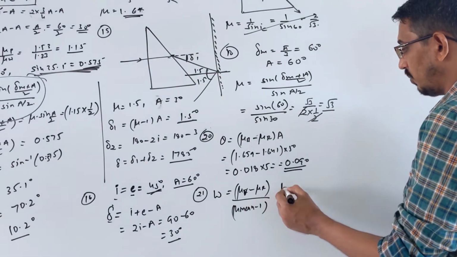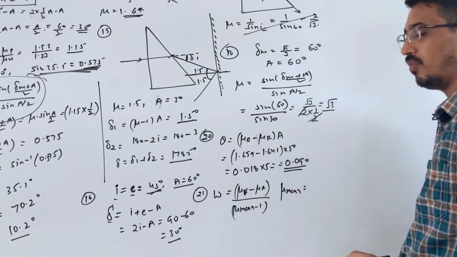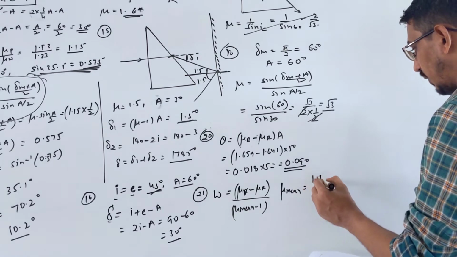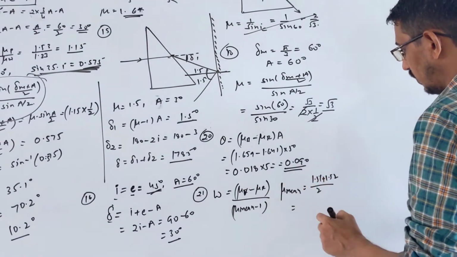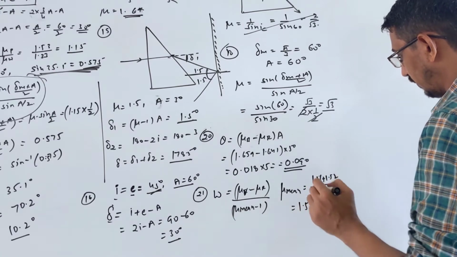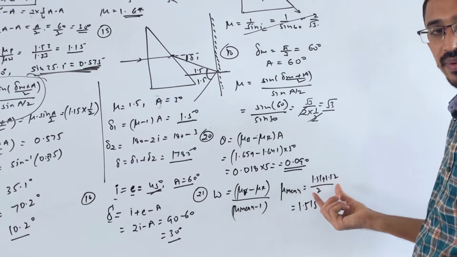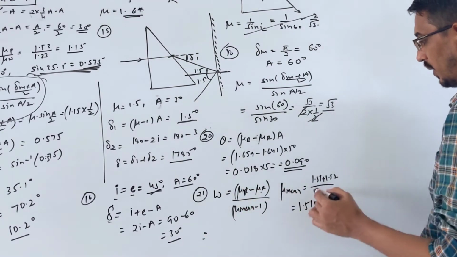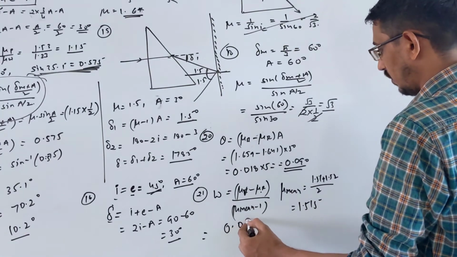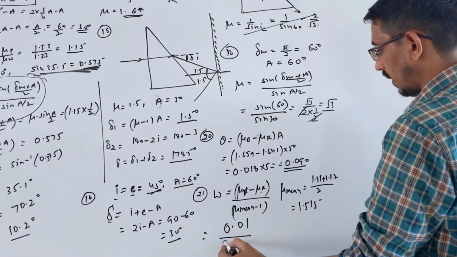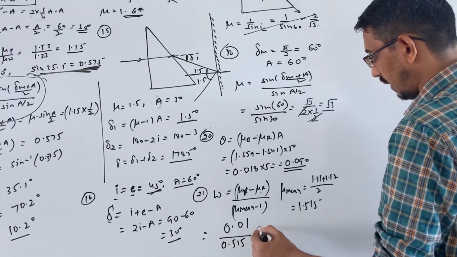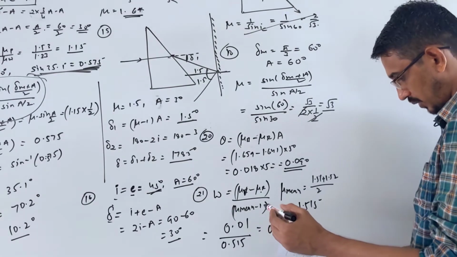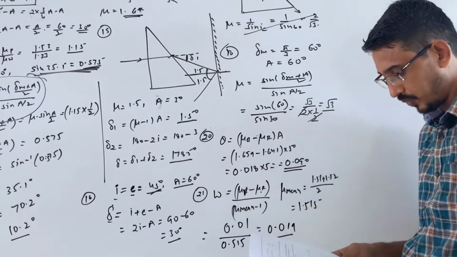So let's calculate mu mean. Mu mean will be the average of these, mu red plus mu violet by 2. They are given already: 1.51 plus 1.52 by 2. So this becomes 1.515, the average of 1.51 and 1.52. Now directly I am doing mu violet minus mu red, so it becomes 0.01 divided by mu mean minus 1, so it becomes 0.515. The given answer is 0.019. This is the answer when you divide these two terms.